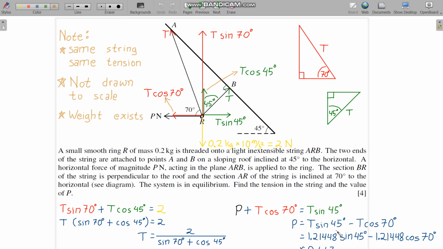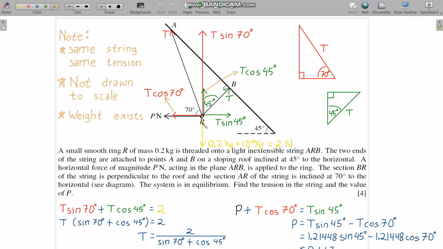Next, read the question. So first of all, the tensions in RA and RB are equal. If you draw the triangle, we can split this T into T sine and T cos. We can split this green T into T sine, T cos.